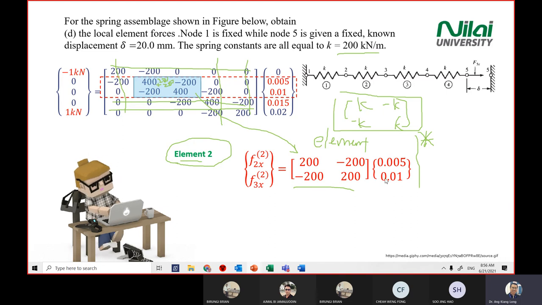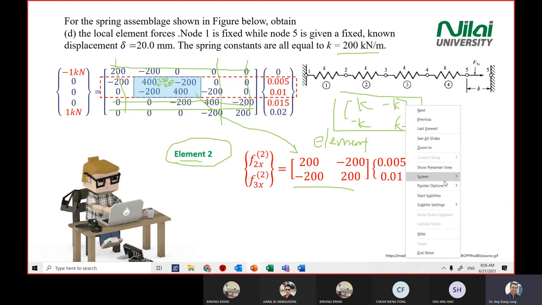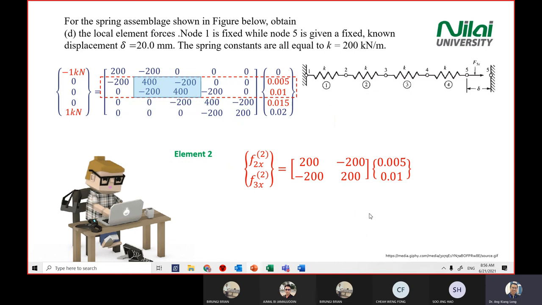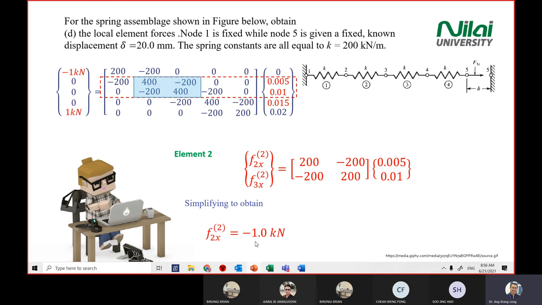Then after that, you do the same calculation like the previous one, like element one. So F2x, when you calculate, use your calculator. You get F2x equal to negative 1 kilonewton. Negative means you go opposite of the reference axis, which is going to the left. F3x is positive, going to the right. So these two numbers will help you to draw your free body diagram later on for the element.